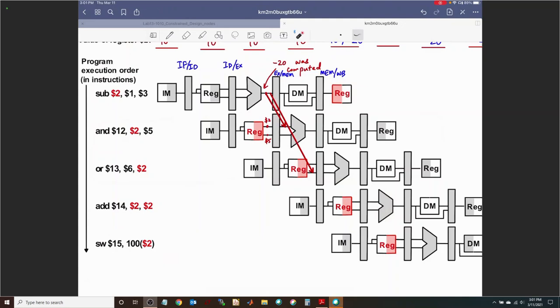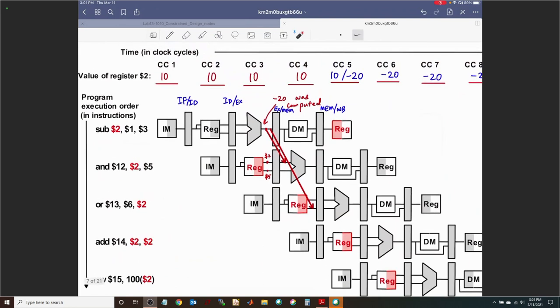Questions about this? We will be looking at a lot of examples about this. We'll talk more in detail about this idea. So do we check the buffer for $2 first? No. Very good question, Roland. What we really have to check is: is the destination register in the subtract operation the same as the source registers in the next one? That's what we will check.